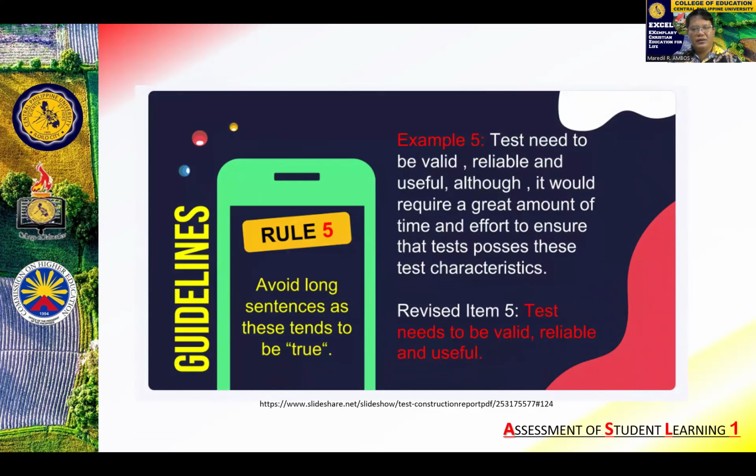Then for rule 5, avoid long sentences, as these tend to be true. For example, "Tests need to be valid, reliable, and useful, although it would require a great amount of time and effort to ensure that they possess these test characteristics." It's very lengthy. If we're going to revise it: "Tests need to be valid, reliable, and useful." The shorter, the better.